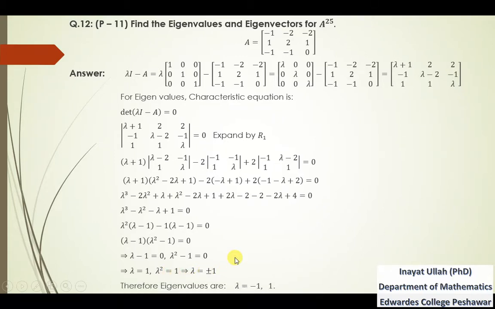So the eigenvalues are, actually these are three eigenvalues, 1, 1 and minus 1, but 1 is repeated, so we'll write 1 single and minus 1 separately. So we have two eigenvalues. These eigenvalues are for this square matrix A.